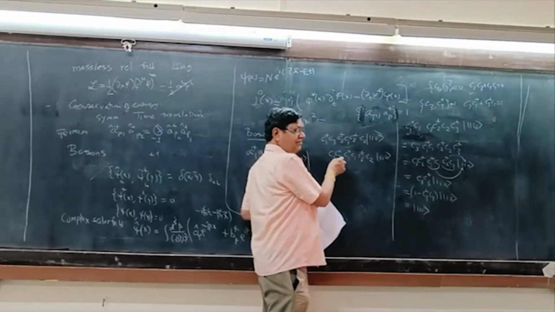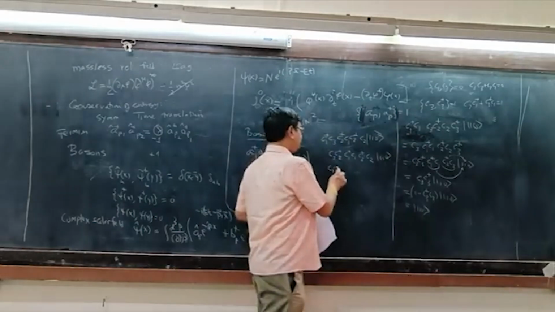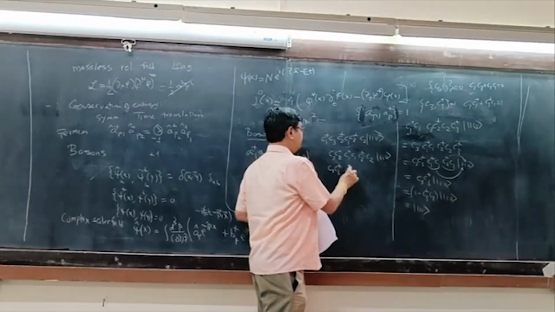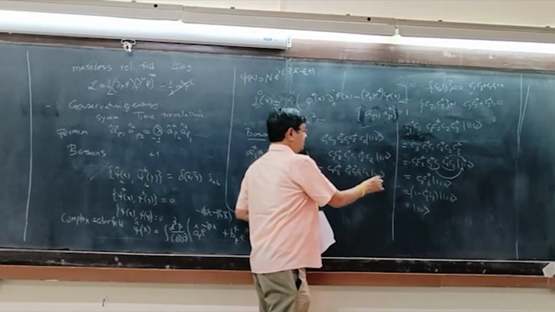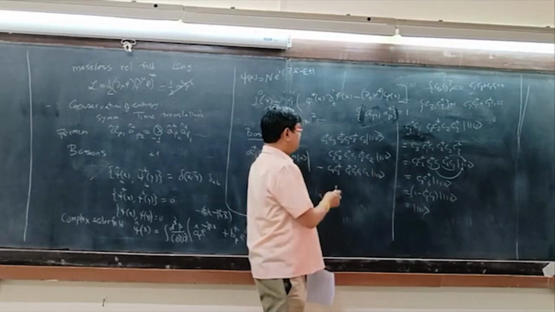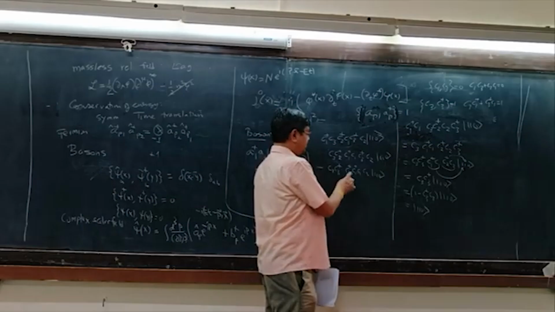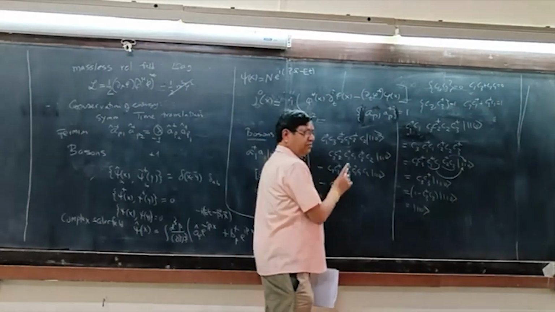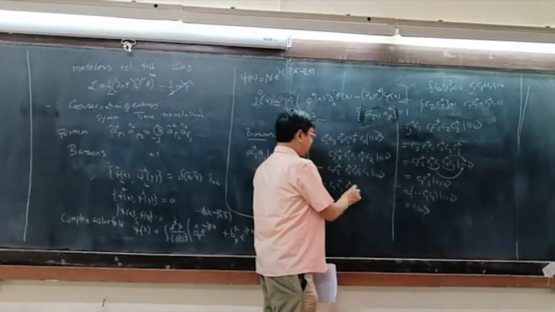So now I want to bring C3 to the left. 1, 2, 3. So minus. So C3, C3 dagger, C2 dagger, C1 dagger, C1, C2 dagger, minus. Now I can take this to the right. So 2 hops means plus 1.